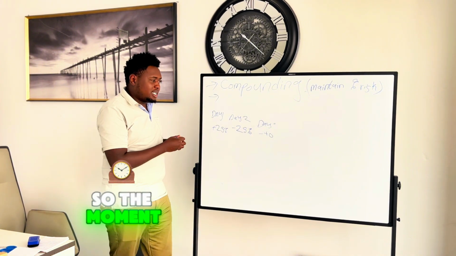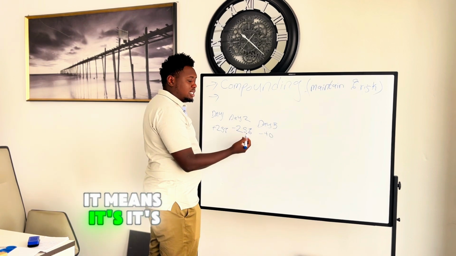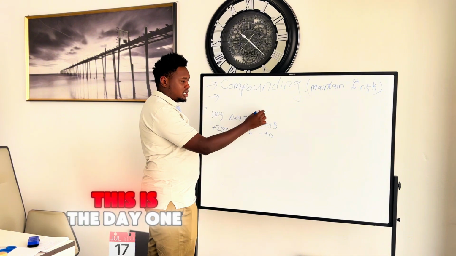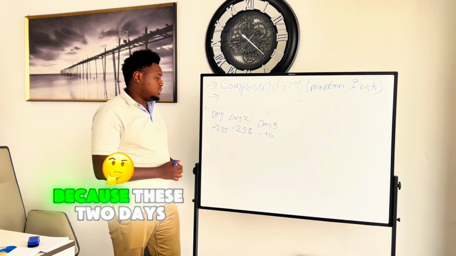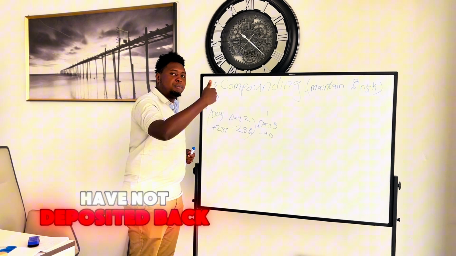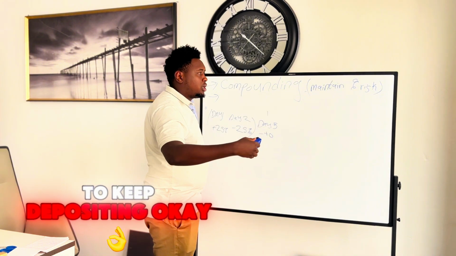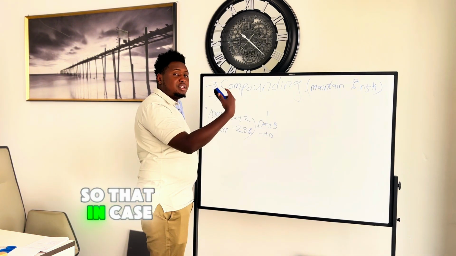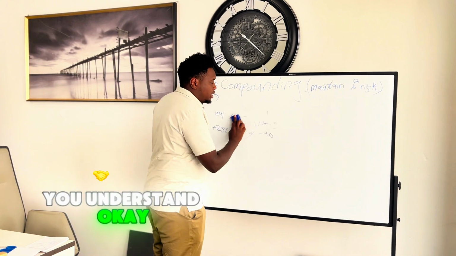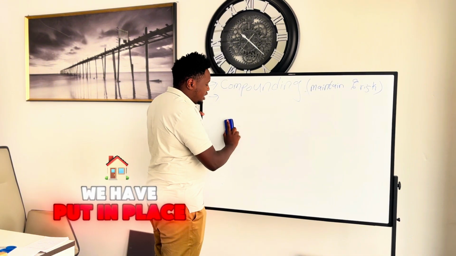So the moment day 3 starts at 0, it means that if this was day 0, this is day 1. You understand? Because these 2 days have cancelled each other. We have not deposited back, and that's what we are going to do. We are not going to keep depositing. We are going to let it compound, so that in case we lose, we will recover from the profit we have been making. You understand? So that's one among the first parameters we have to put in place.